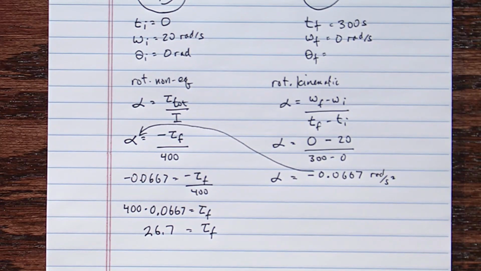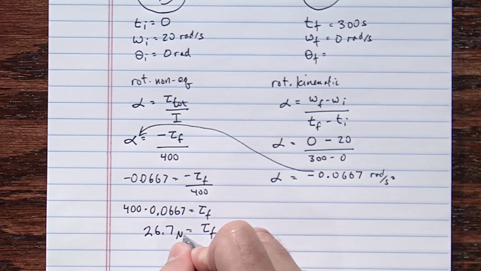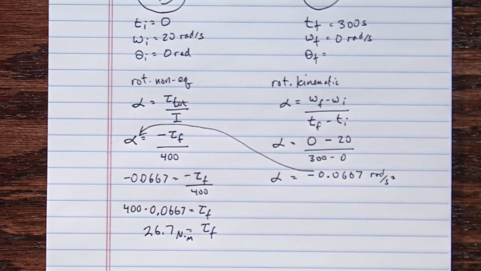And 26.7 what? Well, remember that torque is measured in newton meters in the metric system. Our basic metric units of torque are newton meters, or a force times a distance. And that answers the question that we were asked.